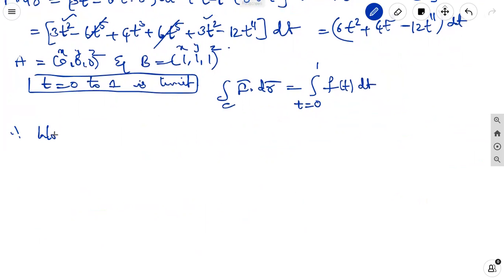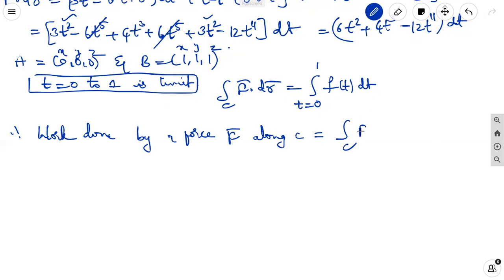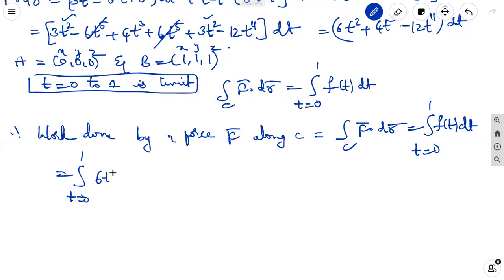Therefore, the work done by a force f vector along C is equal to the integral over C of f vector dot dr vector, which equals the integral from t equal to 0 to 1 of small f of t dt. It is equal to the integral from 0 to 1 of (6t square plus 4t cube minus 12t power 11) dt.